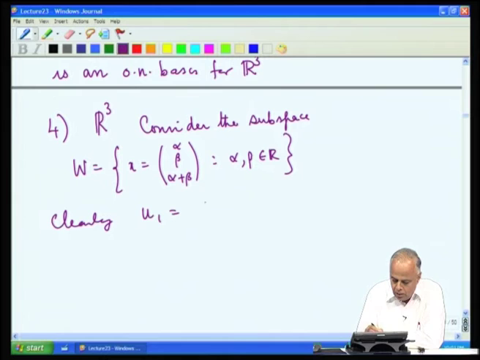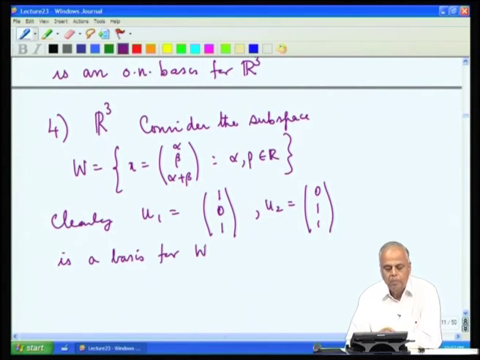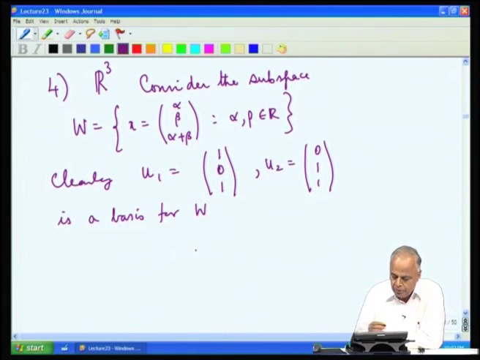Clearly, u 1 equal to (1, 0, 1), u 2 equal to (0, 1, 1) is a basis for W, because these two vectors belong to W and they are linearly independent, and every vector in W is a linear combination of these vectors. So, all the conditions required for a basis are satisfied.